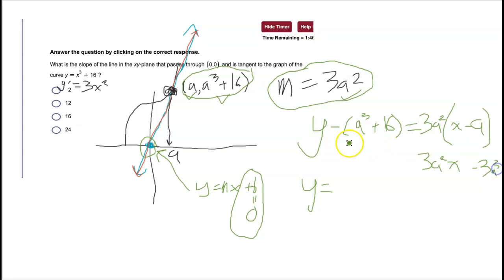I'm going to add a cubed plus 16 to both sides. So plus a cubed plus 16. It looks like I have 3a squared as my slope, times x. And then my constant term looks a little nutty at first, but then I go, oh, minus 3a cubed plus a cubed. That's great. Minus 2a cubed plus 16.